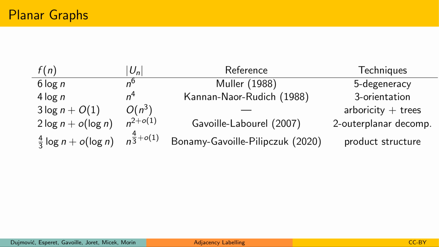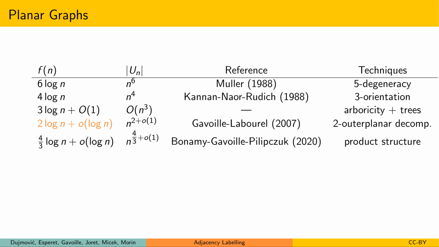Work on adjacency labeling schemes for planar graphs goes back at least to 1988. Muller's thesis describes a 6 log n bit labeling scheme based on the fact that planar graphs are 5-degenerate. In a 1988 paper, Kannan, Naor, and Rudich describe a 4 log n bit labeling scheme based on the fact that the edges of a planar graph can be oriented so that the maximum out-degree of any vertex is 3. The fact that the edges of any planar graph can be partitioned into 3 forests, along with the optimal labeling scheme for forests, implies a 3 log n plus O of 1 bit labeling scheme for planar graphs.